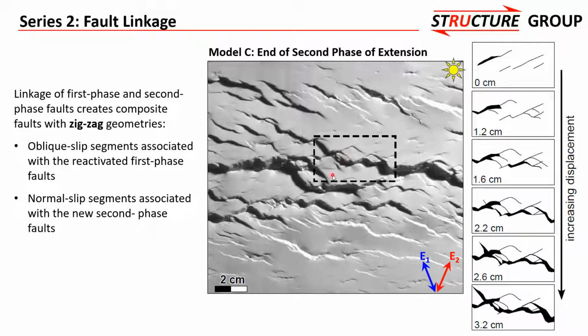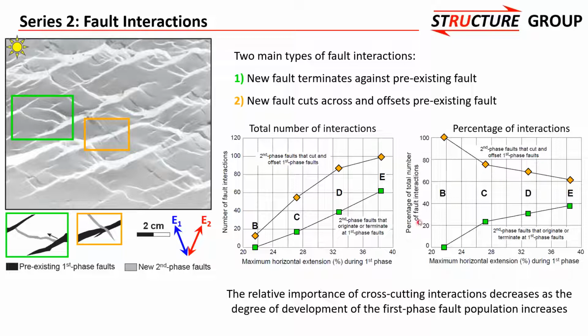So related to that sort of fault interaction where they've linked together and formed other fault segments, I just want to go back to talk about fault interactions again. And hopefully this slide looks familiar. The two main types of fault interactions, other than the zigzag faults where they form together, are where new faults terminate against pre-existing faults and where new faults cut across and offset pre-existing faults.